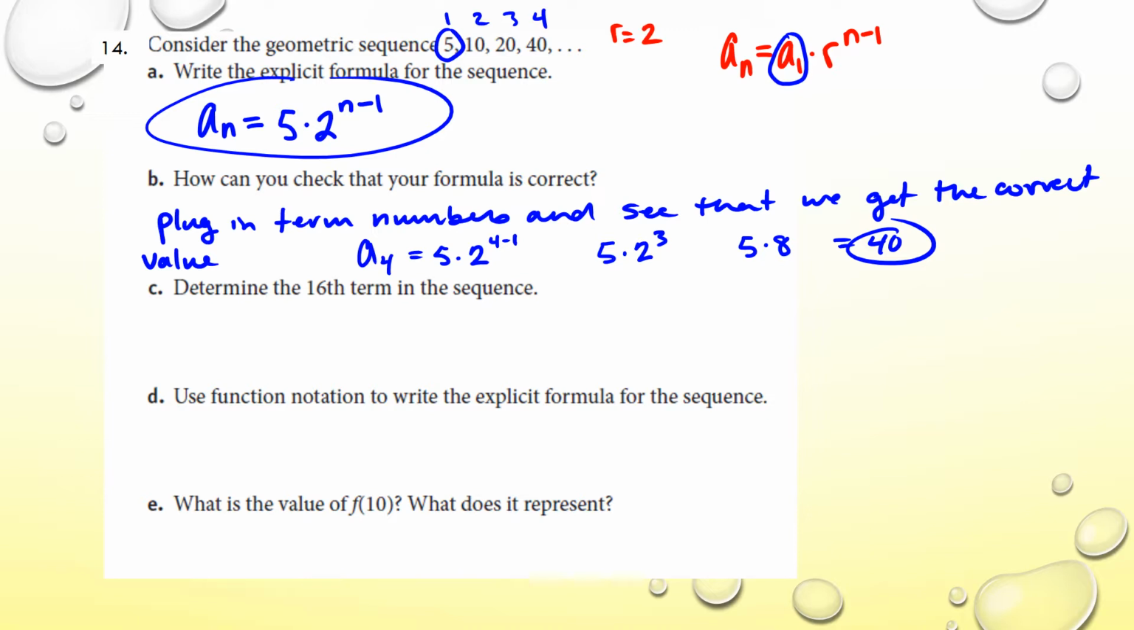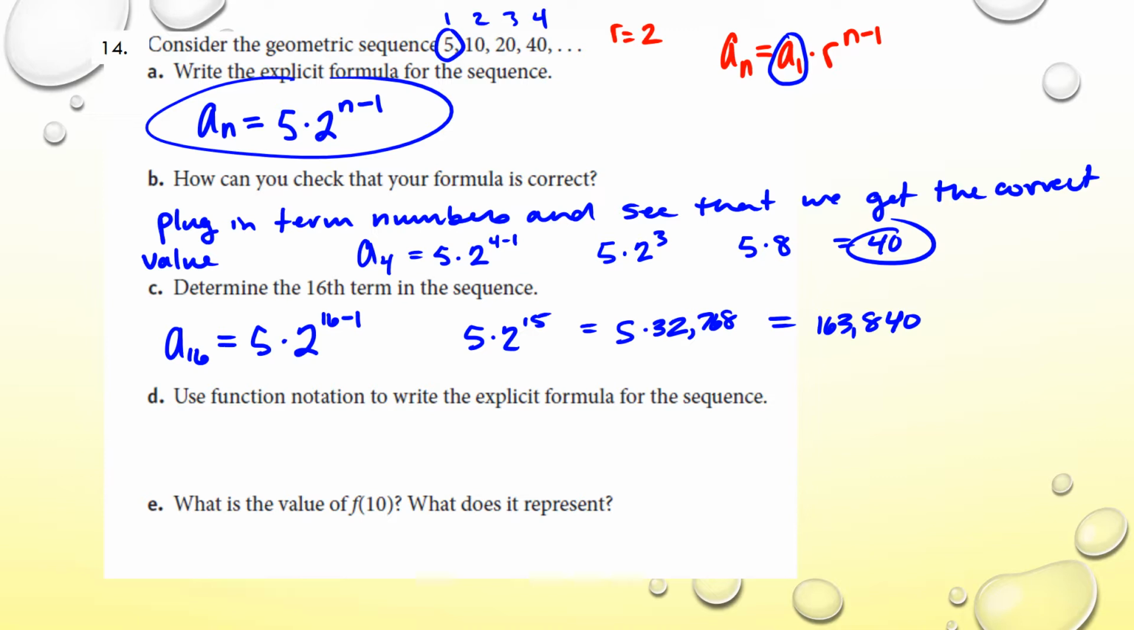So we want to determine the 16th term. The 16th term would be the first term times the common ratio to the n minus 1. So 5 times 2 to the 15th. This is going to be rather large. So 2 to the power of 15 is 32,768, so I'd have 5 times 32,768, which would be 163,840. You can see how things go up pretty quickly in a geometric sequence.